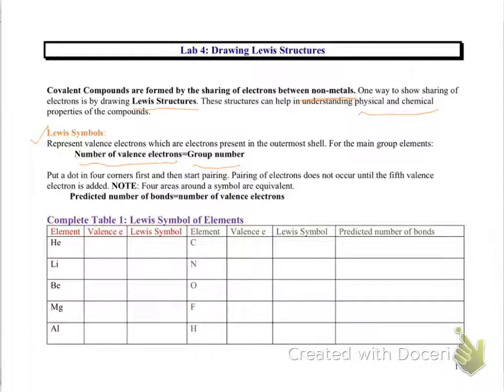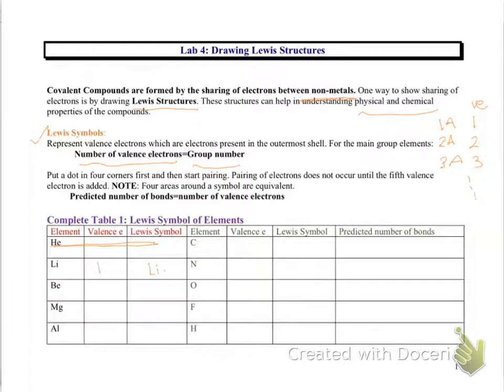For example, if the element is in the first A group, then it means it has one valence electron. Second A group, two valence electrons. Third A, three valence electrons, and so on. So let's look at, for example, I'm going to cross out helium and I will tell you the reason in a minute. Let's discuss lithium. Lithium is in the first A group, so it has one valence electron. So you put the symbol of lithium and then you put one dot.